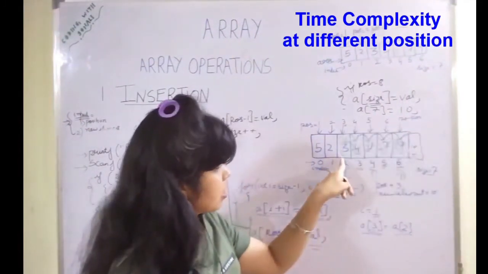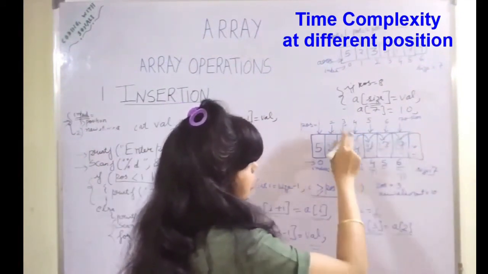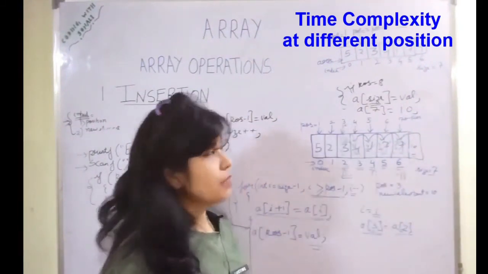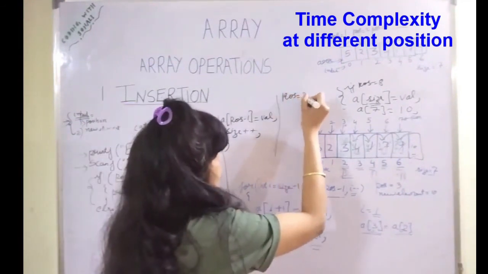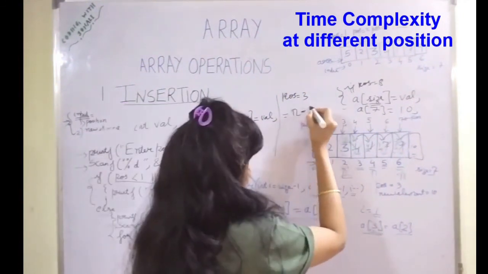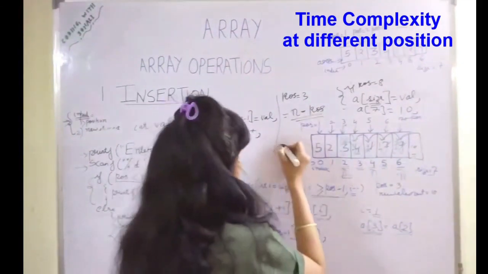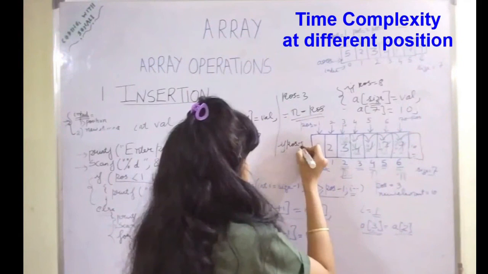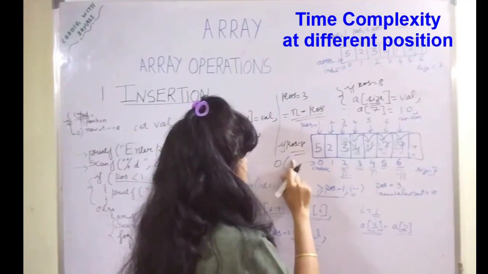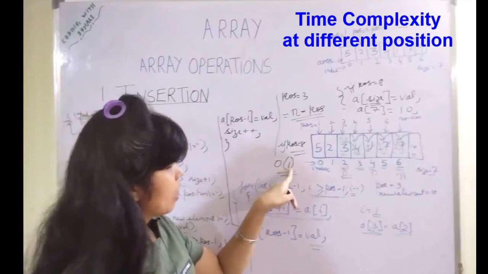But if the position is in the middle of the array, or the position was at 3, we have seen how many shifts are required: the number of elements minus the position, that many shifts, which is equal to 3. Then the time complexity will be the number of elements minus the position. If the position is at 8, that is the last position, then no time is required. Therefore the time complexity will be O of 1, order of 1, in that case.